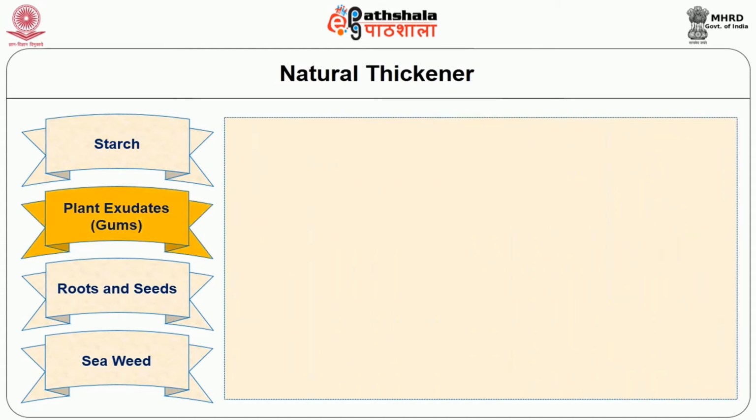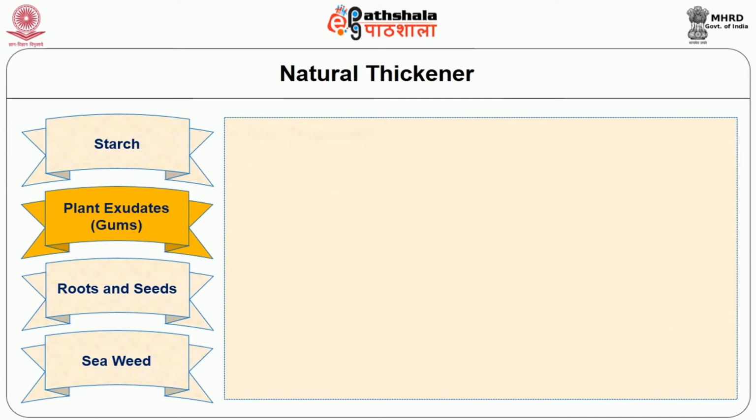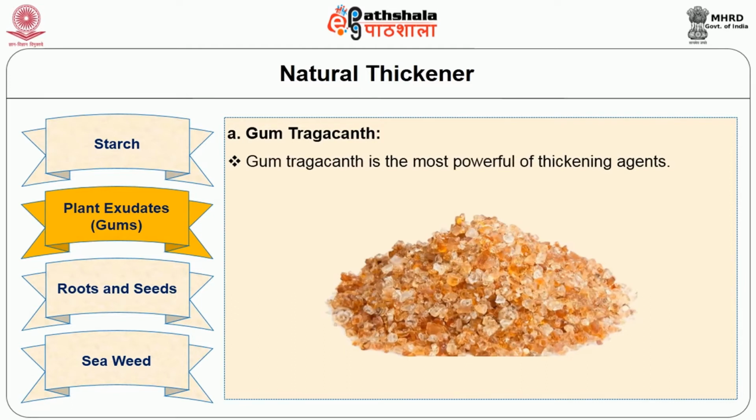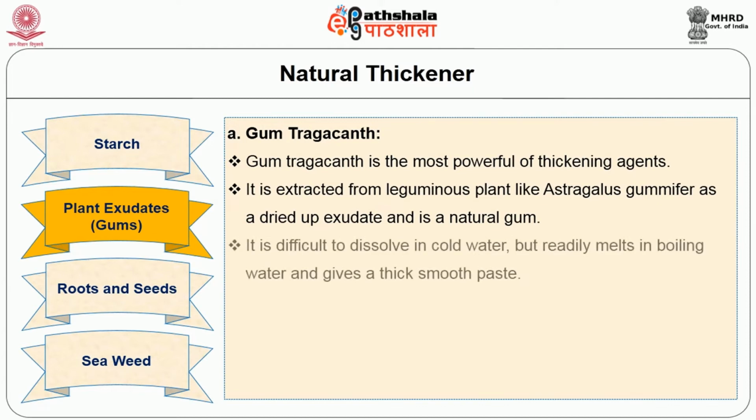The next one is plant exudates or gums. Several gums are used in printing as a thickening agent or binding agent by which color connects with fibers, the chief of which are gum arabic and gum tragacanth. Gum tragacanth is the most powerful of thickening agent. It is extracted from leguminous plant like Astragalus gummifier as a dried up exudate and is a natural gum.